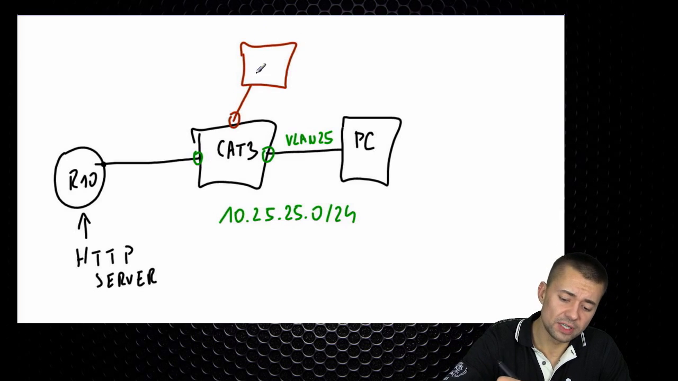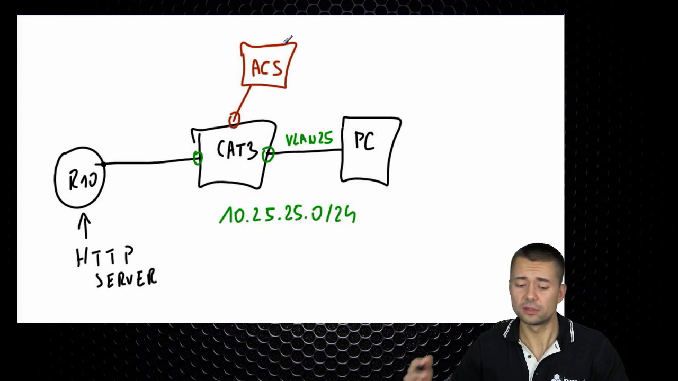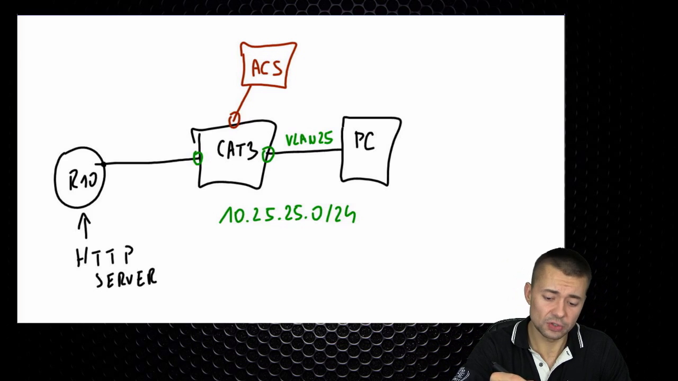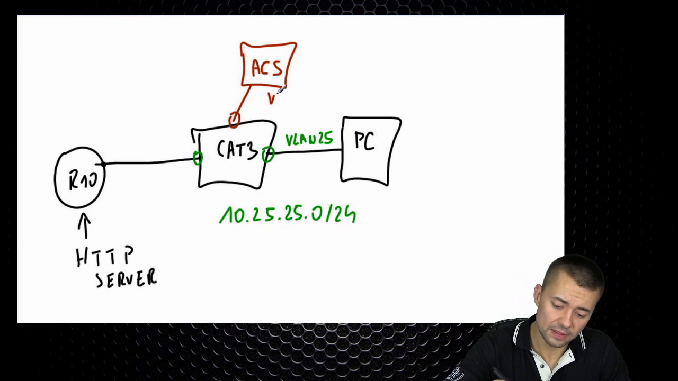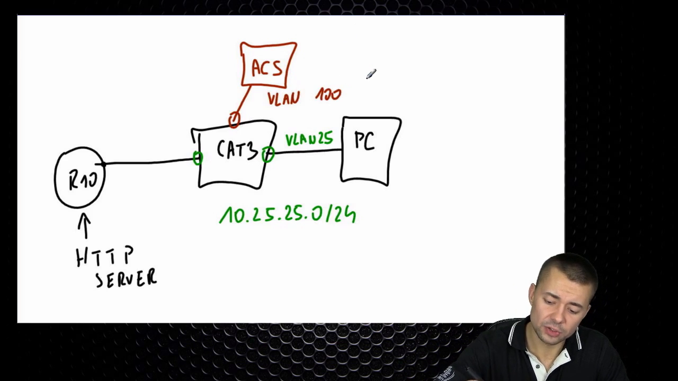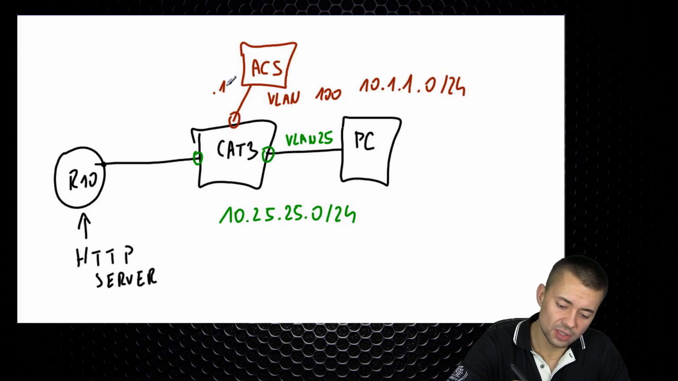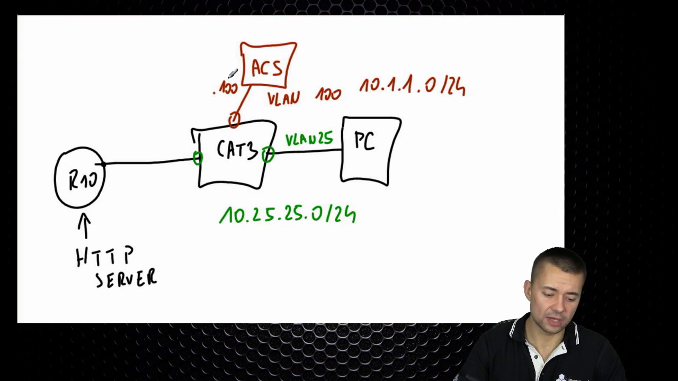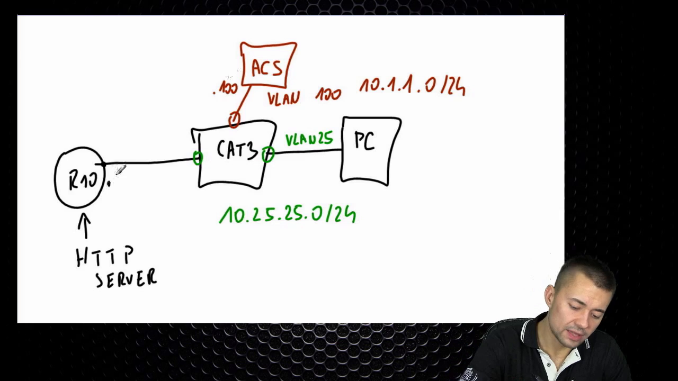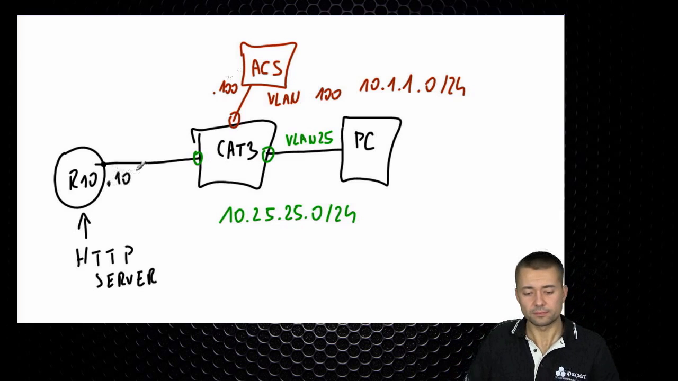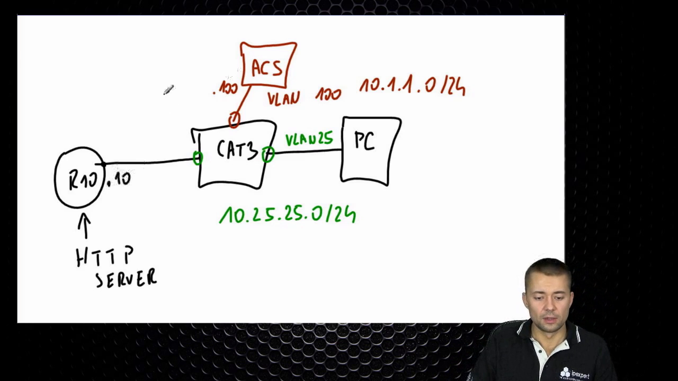As I said, we will be using ACS, so this is going to be RADIUS communication. ACS as a server is in VLAN 100, and another subnet, 10.1.1.0/24, where ACS is going to be this IP address. Router 10 uses .10. Okay, so let's go ahead and take a look at this on the command line.